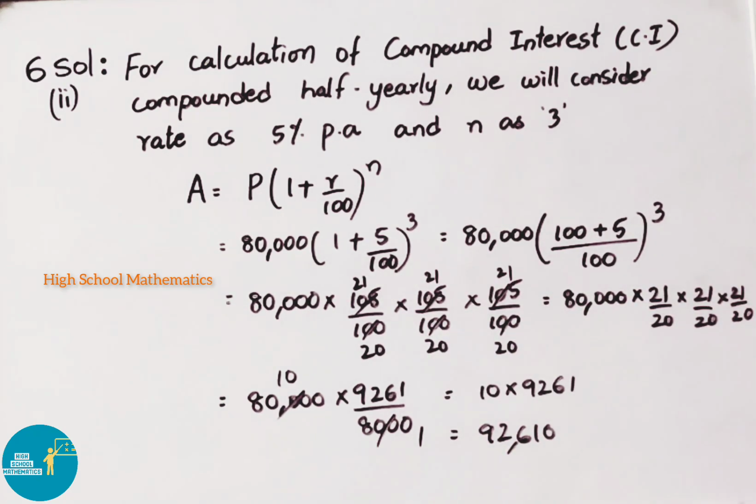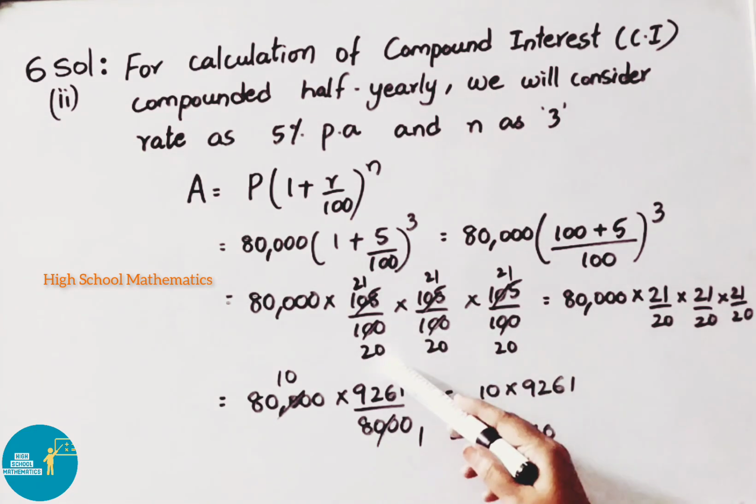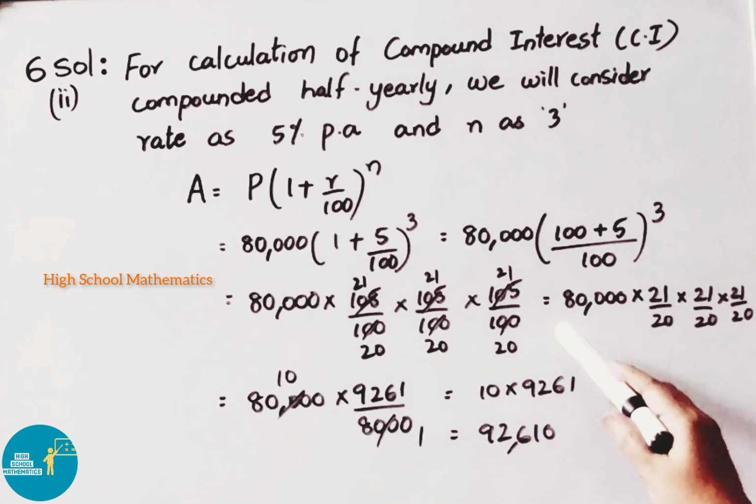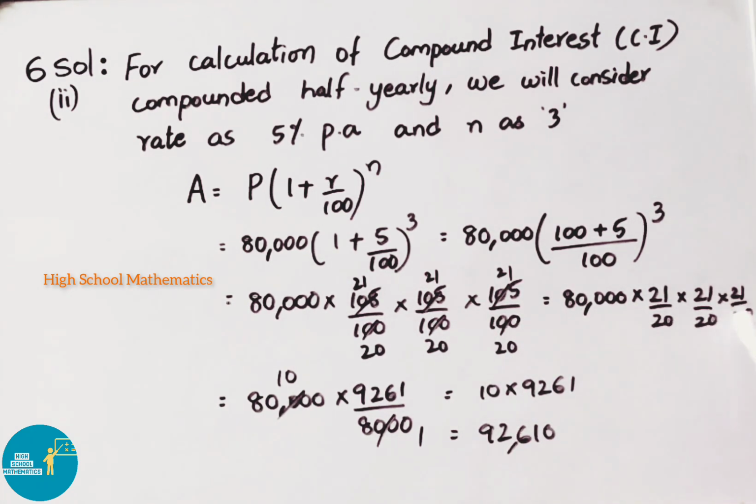Now we shall see the cancellation. 5 times 20 is 100 and 5 times 21 is 105. Here also we calculate the same way. So that equals 80,000 into 21 by 20, multiplied 3 times. Next step, that equals 80,000 into 21 multiplied 3 times, the answer is 9,261, by 20 multiplied 3 times, the value is 8,000. 8,000 ones are 8,000, 8,000 tens are 80,000. So now multiply the numerator, that is 10 into 9,261, that equals 92,610 rupees.